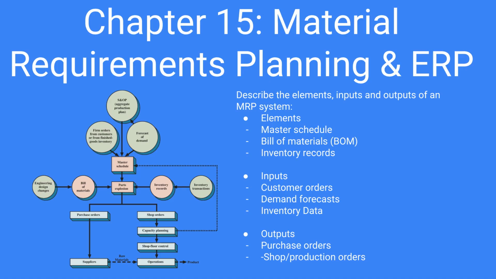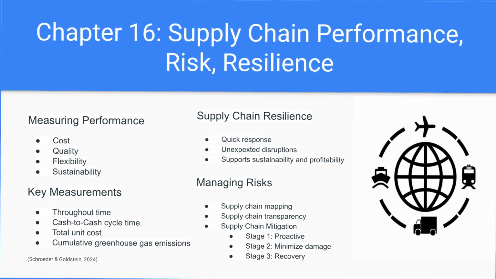The outputs are purchase orders sent to suppliers for raw materials, or production orders sent to the factory to produce goods. Overall, MRP helps ensure the right materials are available at the right time.